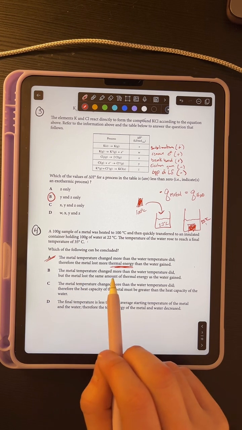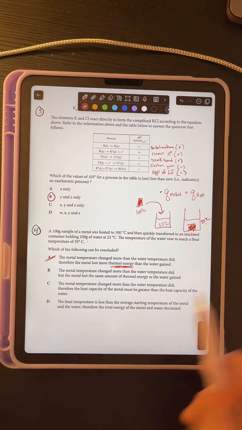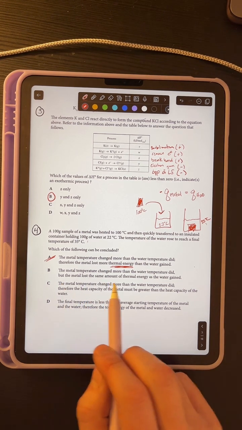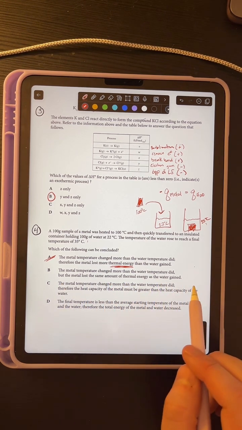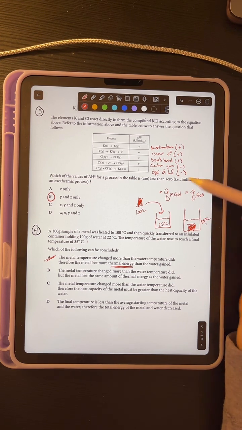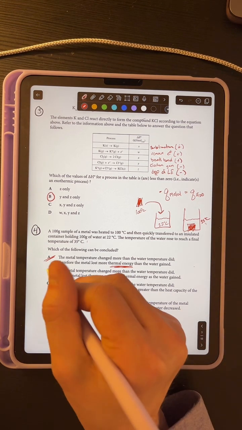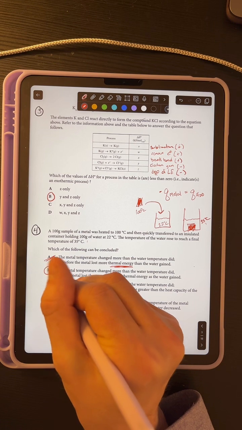B, the metal temperature changed more than the water temperature did. We found out that that was true from A. But the metal lost the same amount of thermal energy as the water gained. And yes, that is true from above. We just said that the metal lost the same amount of thermal energy as the water gained. So that one is true. I'm going to circle it.